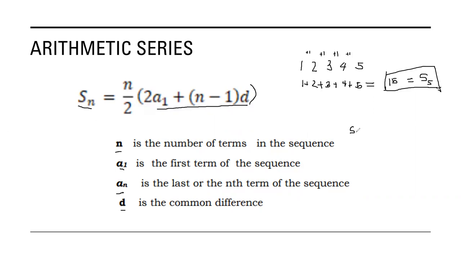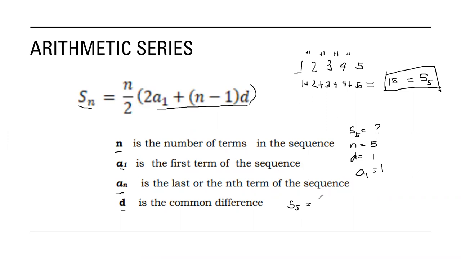So S sub n, which technically, ilang terms na meron tayo? 1, 2, 3, 4, 5. So S sub 5 yan. So S sub 5 is missing. We have our n as 5. Our d is positive 1. And our a sub 1 as 1.